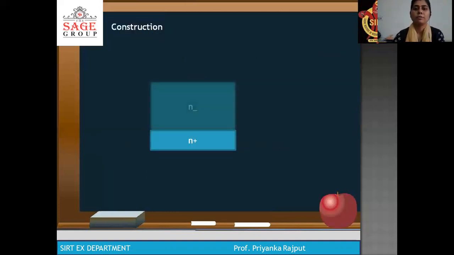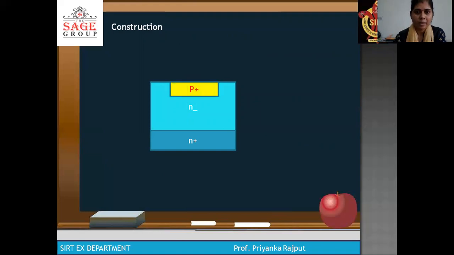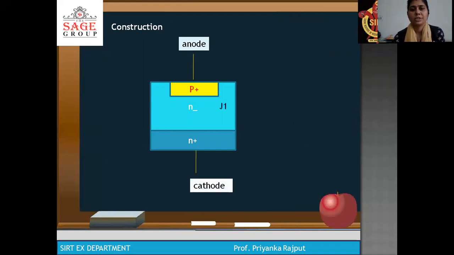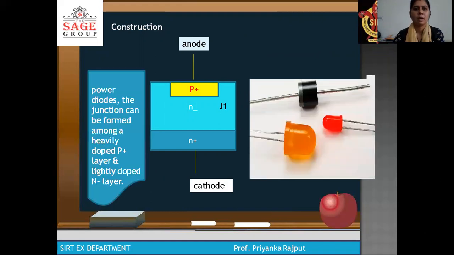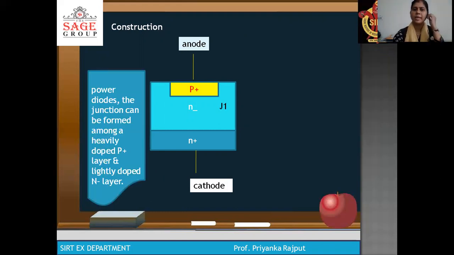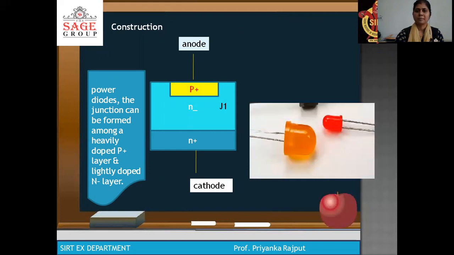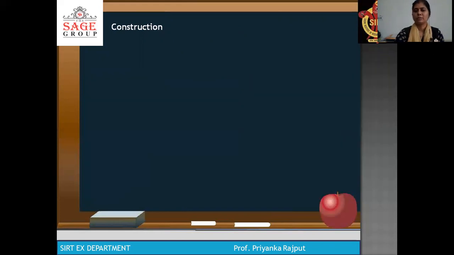Now, the construction of the power diode. It has an N plus layer, an N minus layer, as well as a P plus layer. The anode is connected with the P plus layer and the cathode is connected with the N plus layer. The junction J1 is made between the P plus and N minus layers. In the power diode, the junction is formed between a heavily doped P plus layer and a lightly doped N minus layer. This is the diagram for the diode.